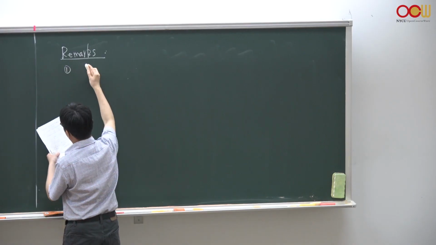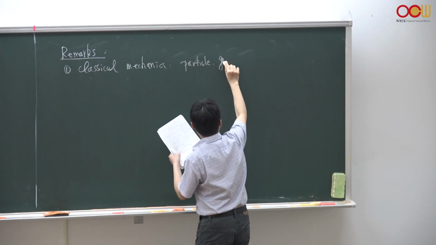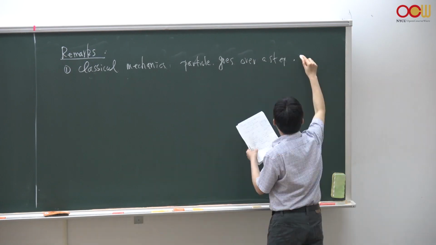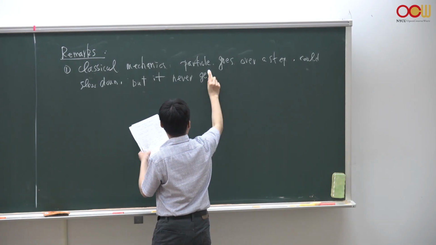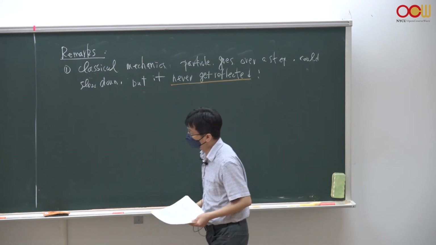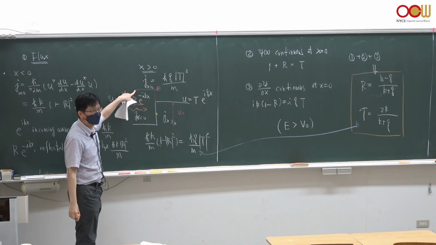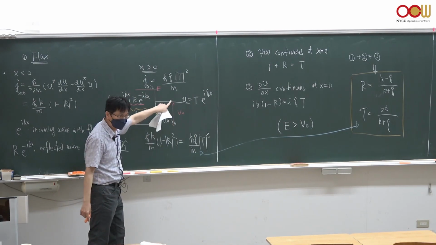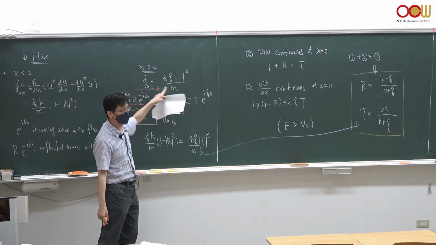The first one is that in classical mechanics, the particle actually goes over a step. It could slow down, but it never gets reflected. This is a very important point. Imagine that the energy of the particle, capital E, is larger than this V0, so the particle passes through this potential step to the other side.